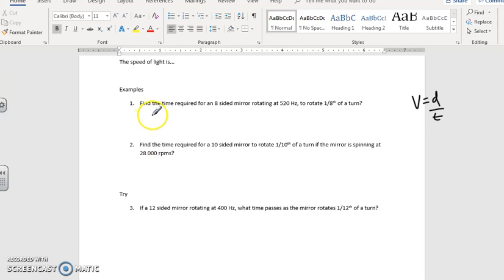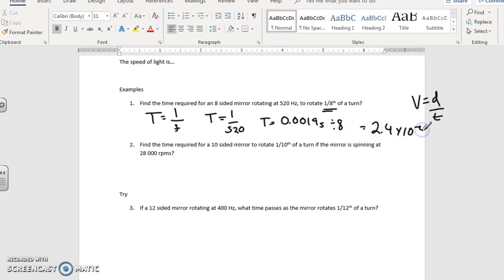Well, first of all, we can find the time it takes to make one complete rotation. That is the period, which is related to the frequency. So period is equal to 1 divided by the frequency. We wind up with a time of 0.0019 seconds, but we don't want it for one complete rotation. We want it for 1/8 of a rotation. So really this is just dividing by 8 to get you 2.4 times 10 to the negative 4 seconds.